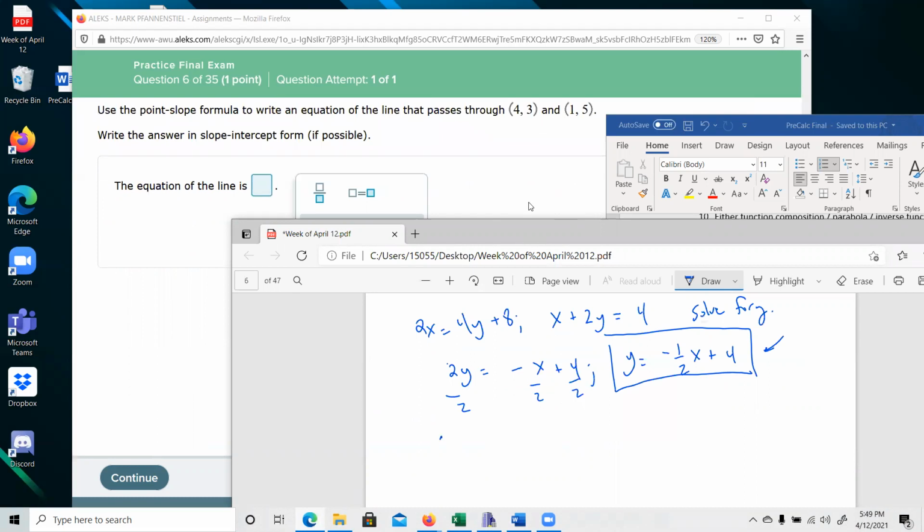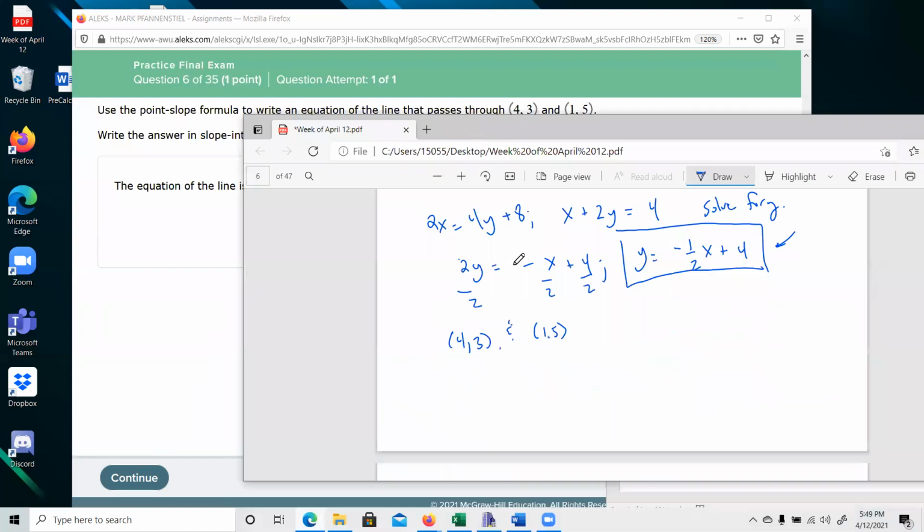Okay, so here we go. We have 4, 3, and 1, 5. Now, there's a variety of ways to choose to solve this. I don't really care which way you use. As long as you can take 2 points and turn them into a line, I'm really happy with you. So I'll go over both of the methods here. The first thing we're going to do, no matter which method you use, is we got to find our slope.